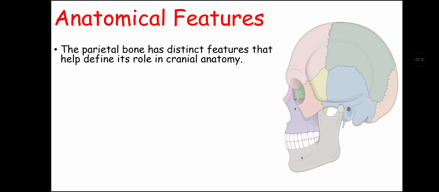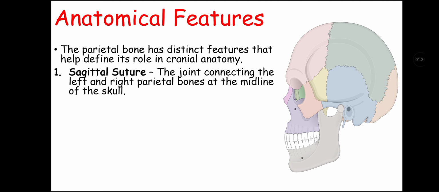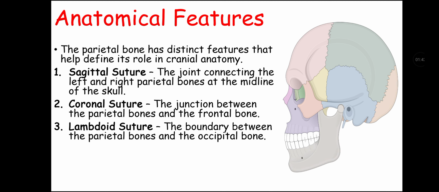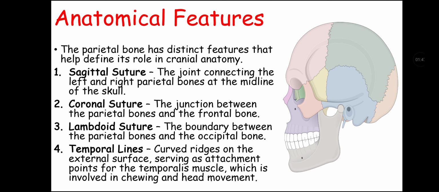Now let's talk about the anatomical features of the parietal bone. The parietal bone has distinct features that help define its role in cranial anatomy. These are the sagittal suture, that is the joint connecting the left and right parietal bones at the midline of the skull. The next feature is the coronal suture, that is the junction between the parietal bone and the frontal bone, and the lambdoid suture, that is the junction or boundary between the parietal bone and the occipital bone.